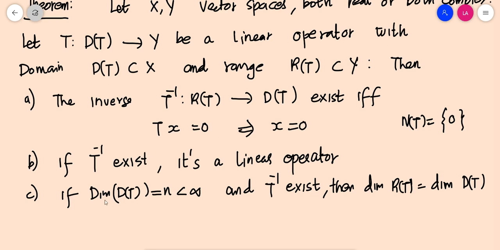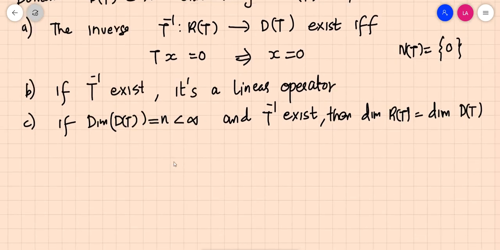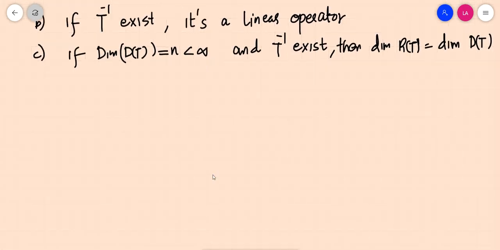And the third condition is that if the dimension of the domain is a finite number and the inverse exists, then the dimension of the range and the dimension of the domain are always the same. So if you consider finite dimensional spaces and the inverse of a linear operator exists, then the dimension of the range and the dimension of the domain are always the same. So these are the three statements which we have to prove. Let's move on to the first part. In the first part we have to prove two things. So let's move on to the proof.